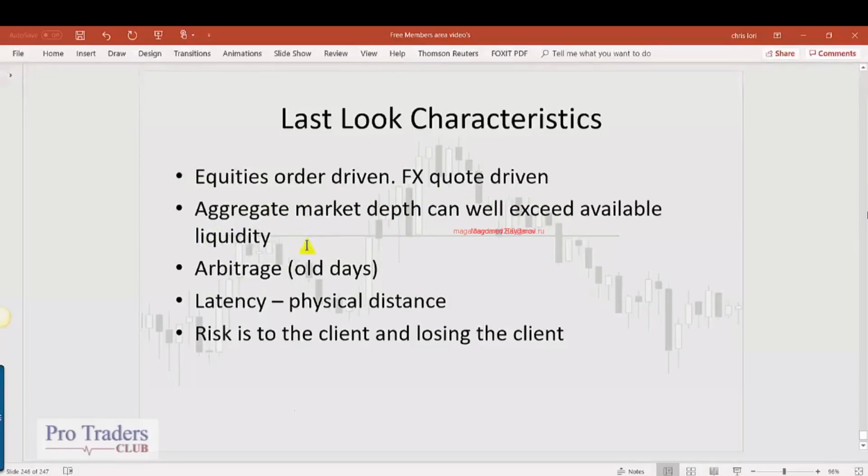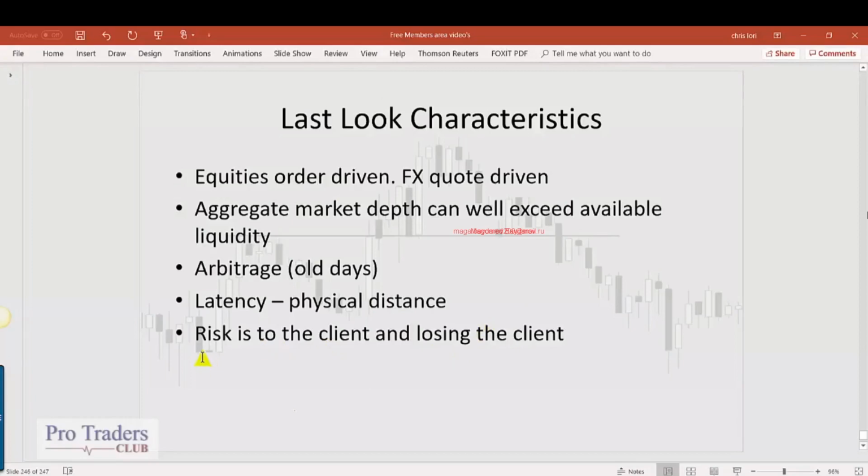Arbitrage is more for the older days. It has to account for latency. Again, depending on where you're trading from, there could be some time. We always measure the time it takes to get to the deal, depending on where you're at. You should have a measurement tool for that.